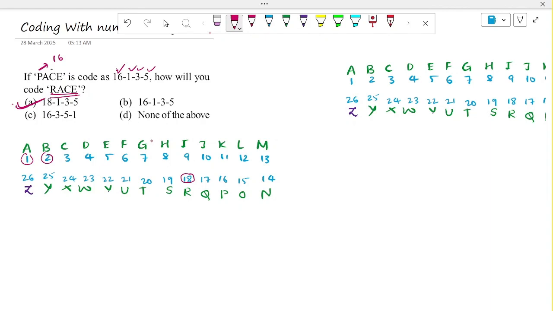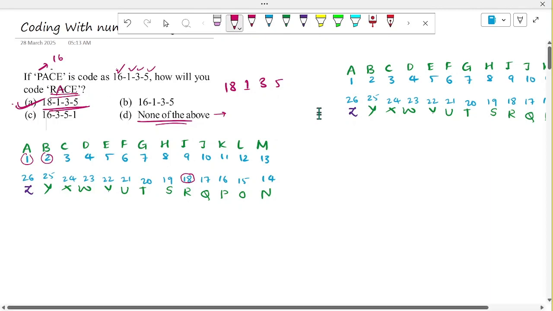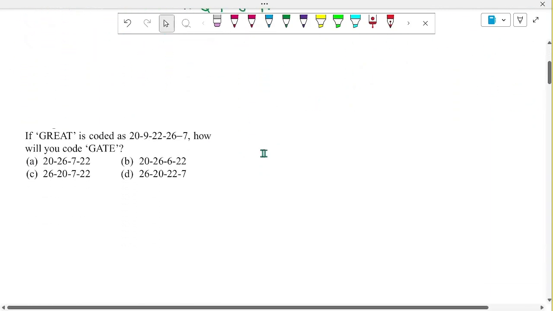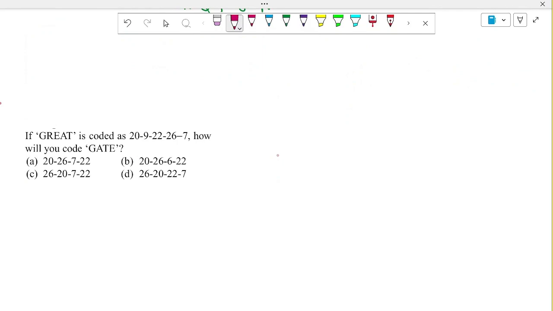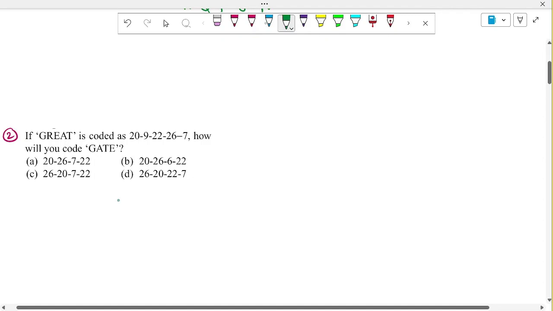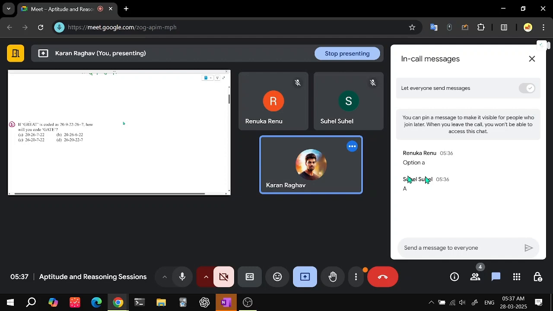Okay. But since you have got none of the above, better to solve for all the letters. So it is 18, 1, 3, and 5. 18, 1, 3, 5. This is the answer. Okay, see the next question. This is the second one. What is the answer for this?